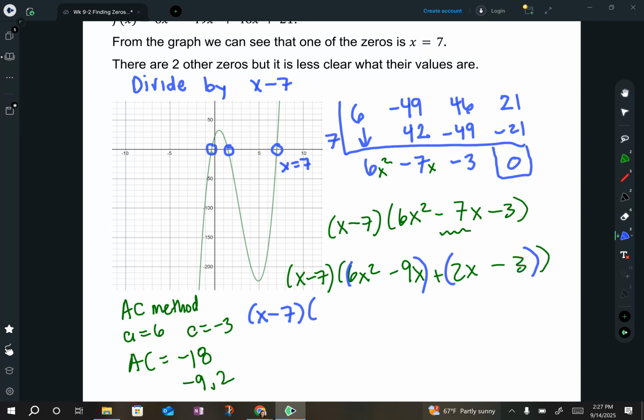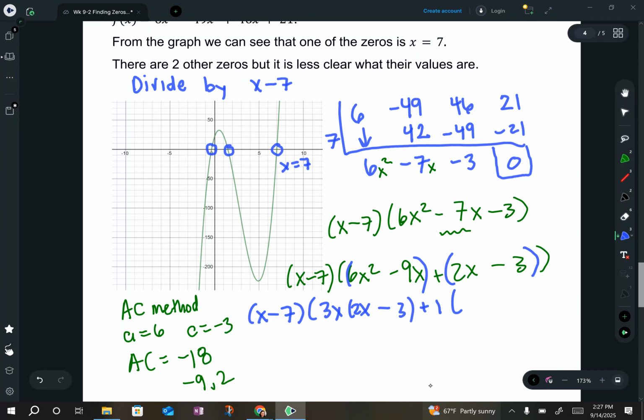In this first grouping, we have a common factor of 3x, and that leaves behind 2x, 6x squared, minus 3. And in this one, we don't have any common factors, so we're just going to write down a 1 as a placeholder. There's no common factors between 2x and negative 3. 2x minus 3.